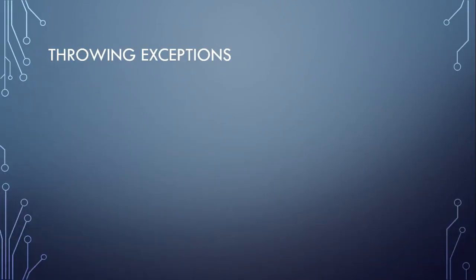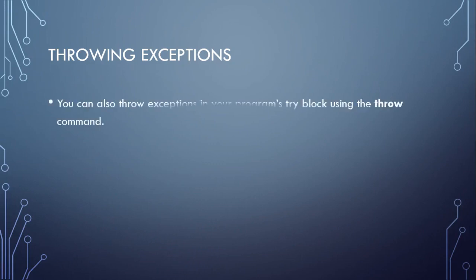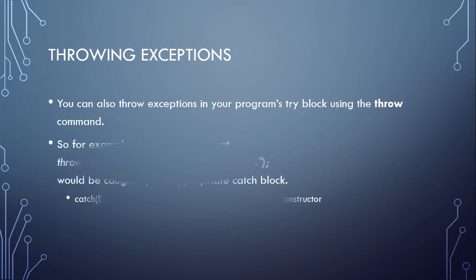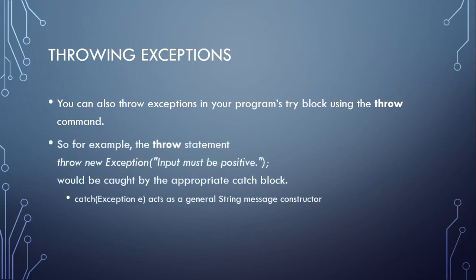Now, when we actually want to work on throwing exceptions, we can do that inside of our try block by using the throw command. So, for example, the throw statement, throw new exception, input must be positive, would be caught by the appropriate catch block. Catch exception E would act then as a general string message constructor.